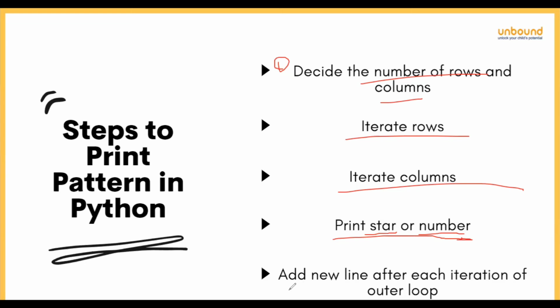Then the next and the last step would be to add a new line after each iteration of the outer loop. Just like in the previous example, we have taken the help of end equals blank quotes, which was used to add a new line using the print function so that the pattern appears in a proper manner and in a structured format.